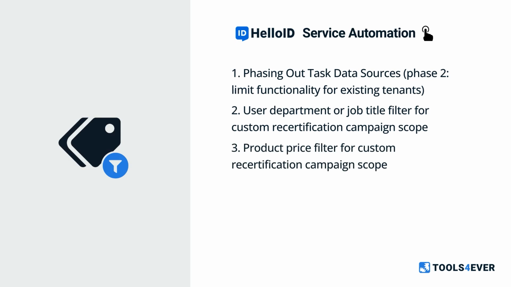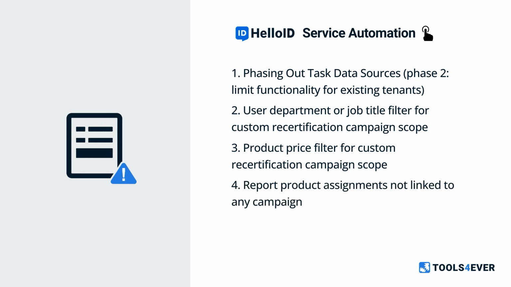specific campaigns. The last new feature in this release is the addition of a new recertification system campaign called Product Assignments, not linked to any campaign. Through the recertification insights of this campaign, you gain insight into the assigned products that are not part of any campaign. This may be justified, but it is also possible that certain campaign filters need to be adjusted, or that product properties, such as risk factor or price, are not correctly set. To use these recertification functionalities, the HelloID governance module license is required.